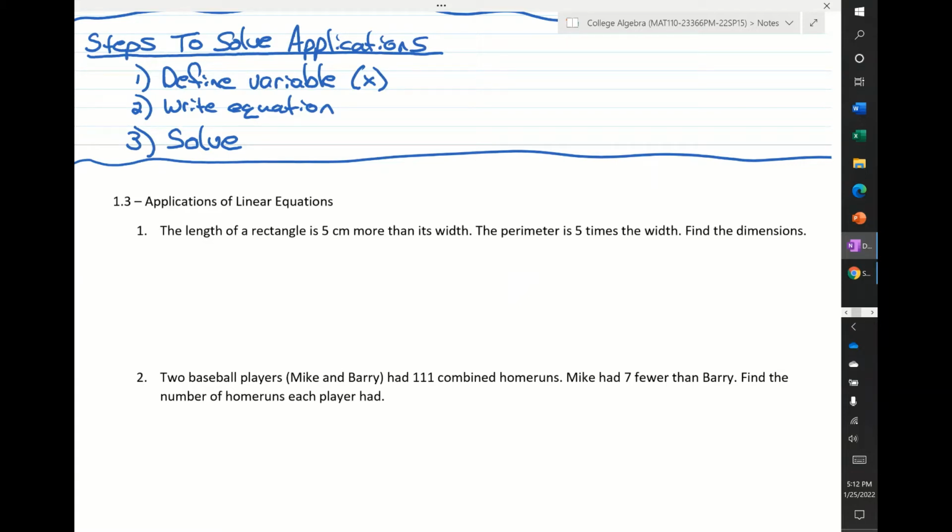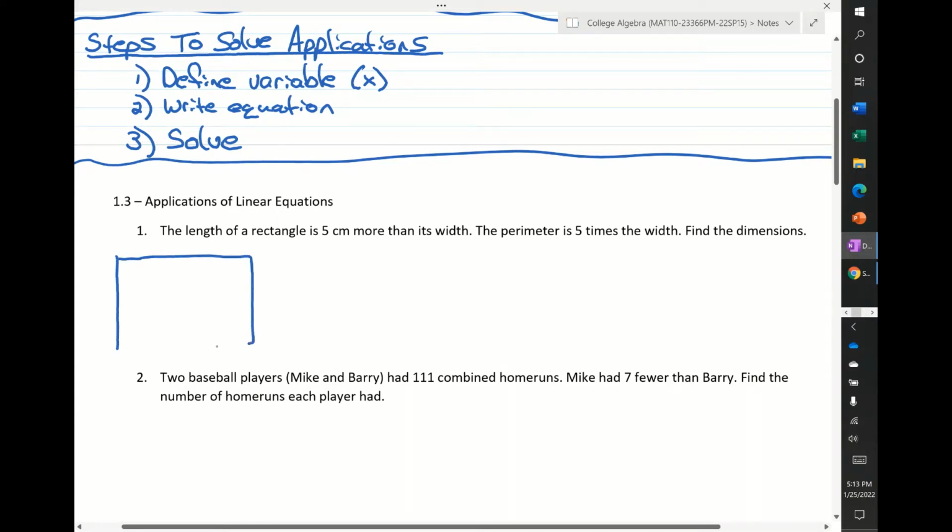The length of a rectangle is 5 more than its width. So we hear more, we're thinking addition. The perimeter is 5 times the width. Find the dimensions. One way that I recommend that students do these kind of problems is to draw it. Let's draw it out. And then we could label the length and the width and get a better perspective on how to solve this problem.